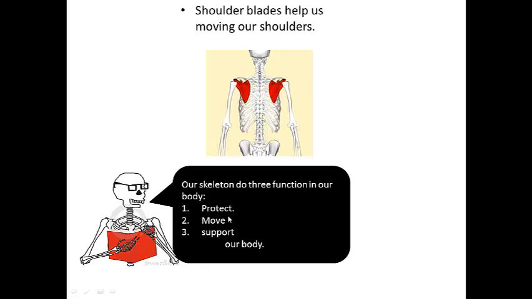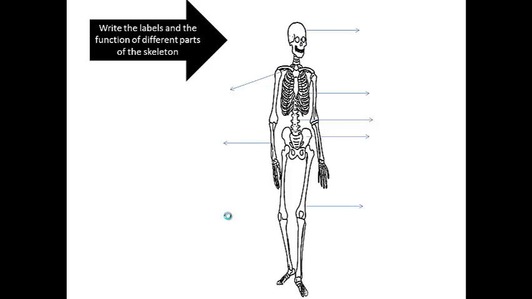So now we know that our skeleton does 3 functions in our body, which are protecting our body, moving our body, and supporting it. Now you should label the different parts in our skeleton and write its function. This part is called the skull, and it protects our brain. This is the rib cage, and it protects our lungs and heart. This is the backbone or spine, and it supports our body and moves it. Pelvic bone to support the body, leg bones to move our body, arm bones for movement, shoulder blade to move our shoulder.